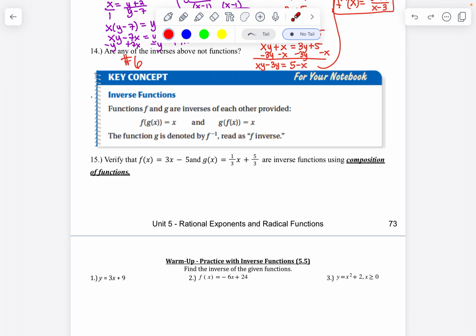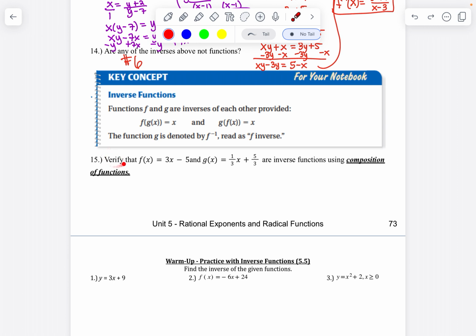When we compose in both directions, all the operations cancel everything out and just leave you with x, they are definitely inverses. If you get anything else, so x plus 1, 4x, nope, not inverses. So if we are asked to verify that these are inverse functions, that means to prove. And to prove it, we can't just find the inverse of this. We need to do this. You will be asked to do this on the test. And if you don't do it as we require with composition of functions, you will not be given credit.